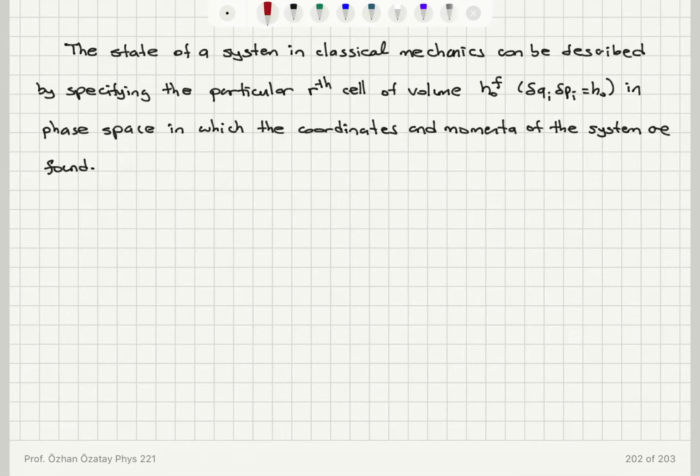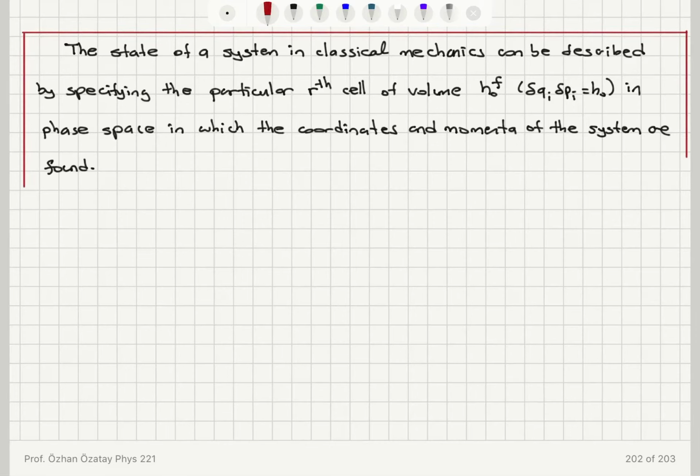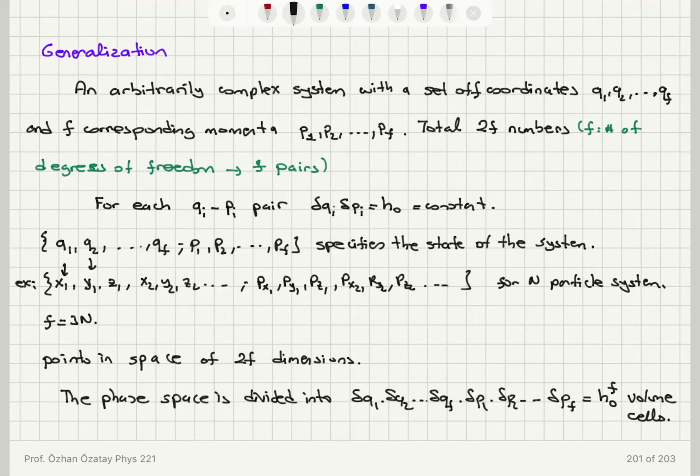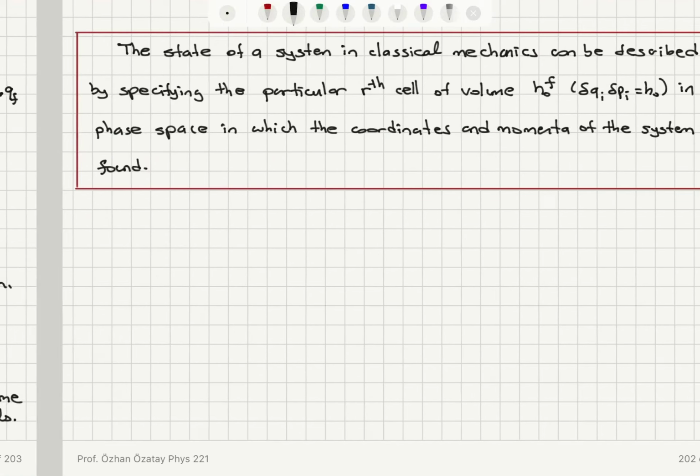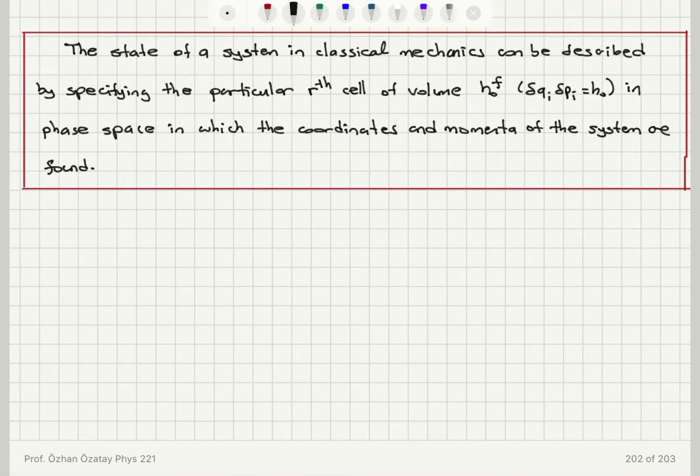So this basically gives us the classical description of the state of the system. So all we need to do is to tell you in which cell the system resides. So if I tell you all the values of Q1, Q2, QF, P1, P2 to PF, then that basically corresponds to a particular cell in the 2F dimensional phase space, and that cell is basically giving me the state of the system.